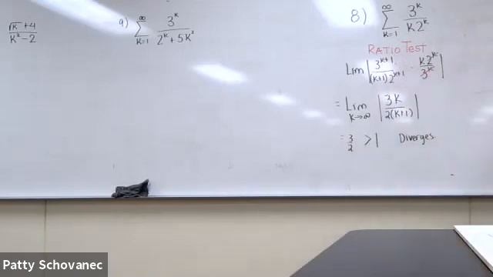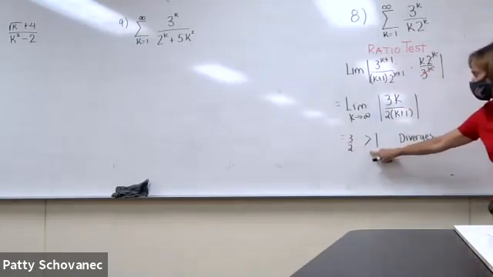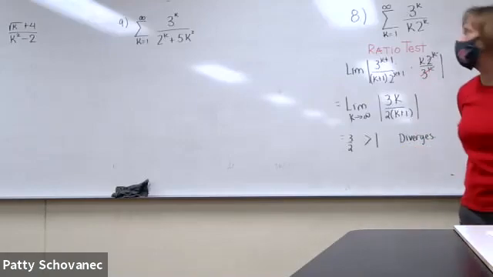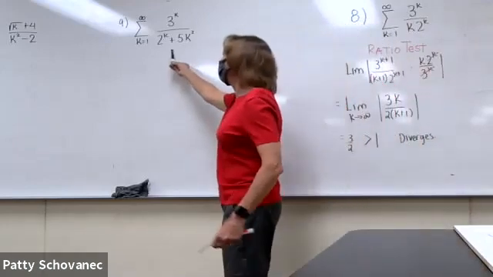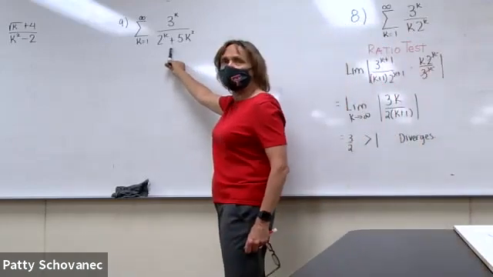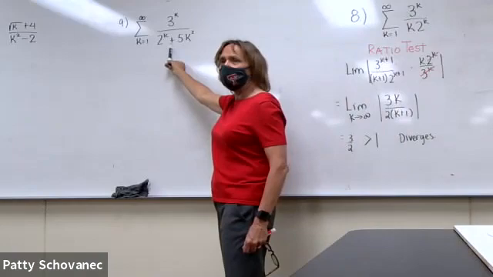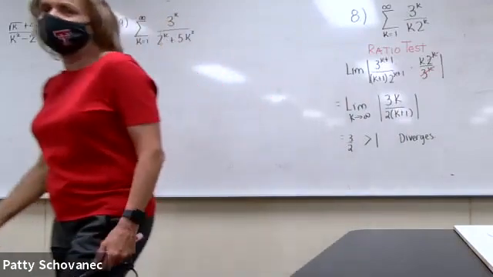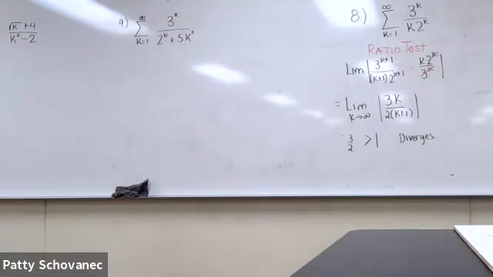Okay. Run the test. State your conclusion. Has anybody tried number 9 yet? The plus sign here keeps us from doing a ratio or a root test. So if you're going to do something, don't do ratio or root. If you're going to do something, which of course you're going to do something.